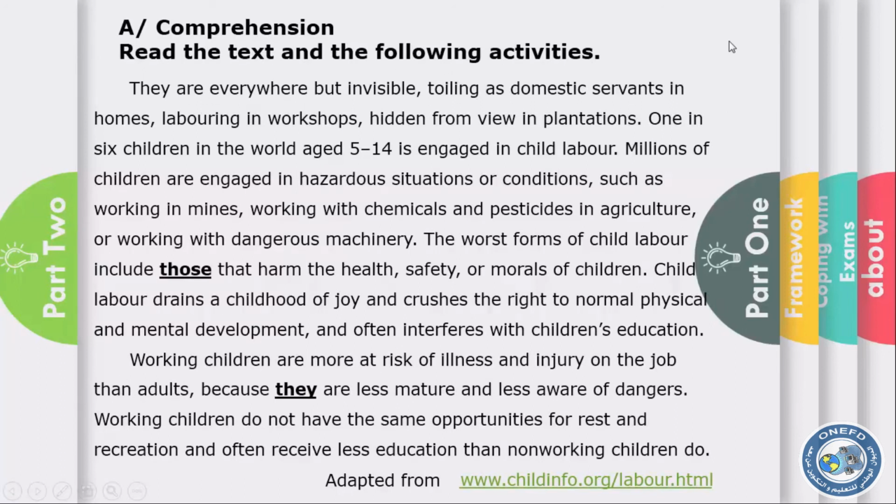So in paragraph 1, we have those. In order to find what or who those refers to, we need to look at what's before it. What's before it is the beginning of a sentence. So let's read the beginning of the sentence: the worst forms of child labor include those that harm the health, safety, or morals of children. So logically, what those refers to comes before it, not after it.